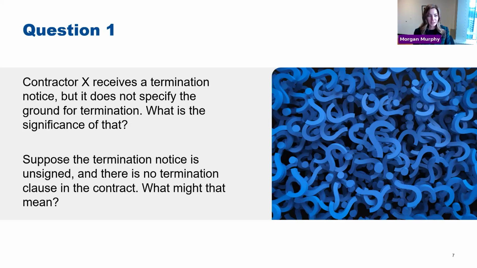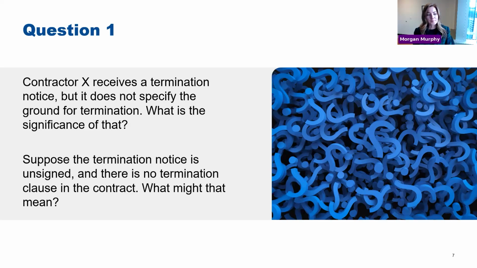Contractor X receives a termination notice, but it does not specify the ground for termination. What would be the significance of that? Just because I don't see anything in the chat, I think folks need a little more time to think. Second part of that question is, suppose the termination notice is unsigned and there is no termination clause in the contract. What might that mean?